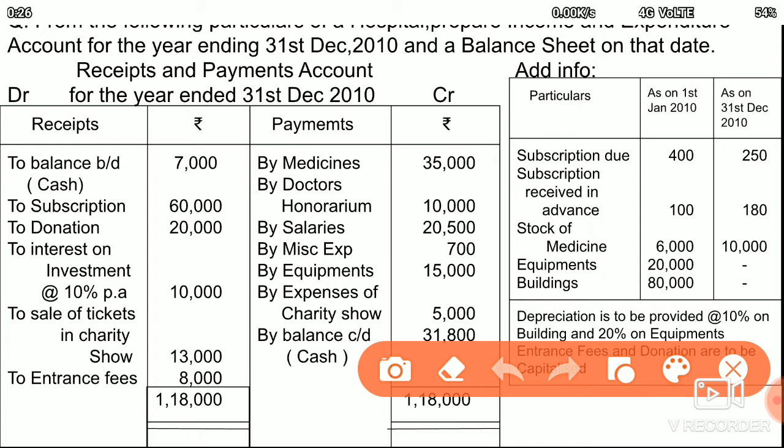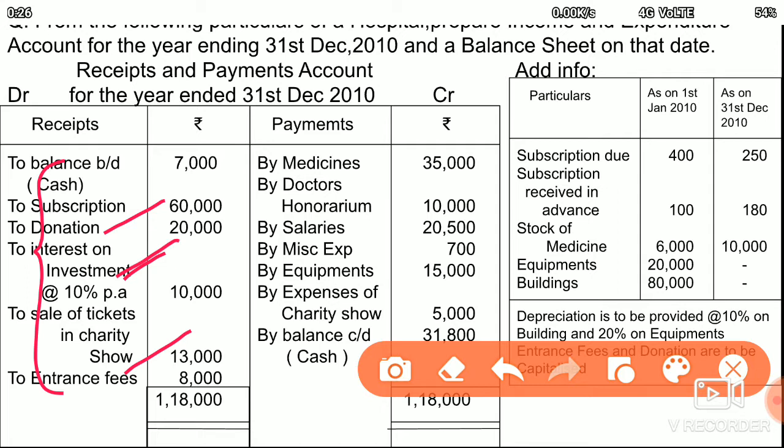Starting from the receive side, we have to take donation, then we have to take entrance fees. And on the payment side, not to forget the old investment, which also needs to be taken, because this investment was not sold, so we can't see any sale of investment on the receive side. So this investment is still present, so it will also appear in the current year's balance sheet.